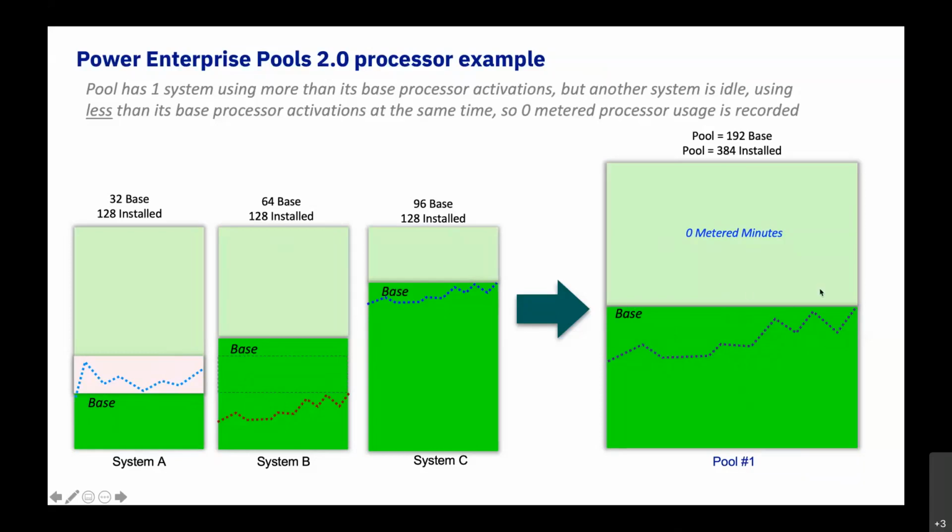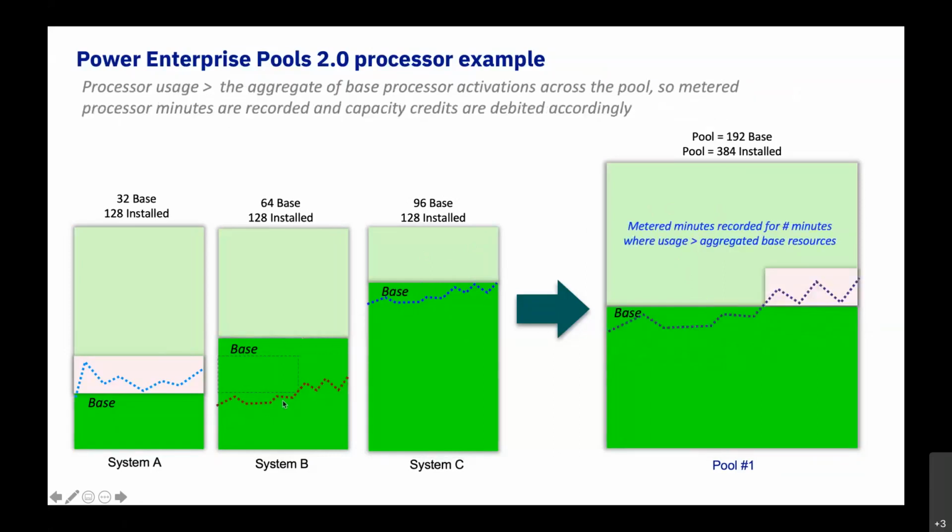So your total base capacity for the pool is now 96 plus 64 plus 32. So basically, it's 192, right? So that is your overall base capacity. As long as your utilization across the systems in the pool does not exceed 192, there are no additional charges. There are 0 metered minutes because base is what you already bought and you are using.